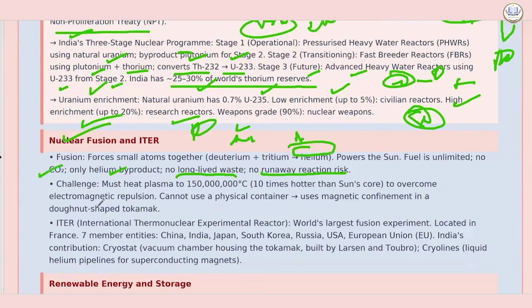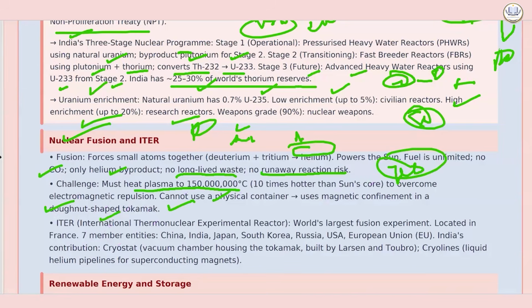But the challenge is that we must heat the plasma to this much temperature, which is 10 times hotter than the sun's core, to overcome electromagnetic repulsion. We cannot use a physical container, so it uses magnetic confinement in a donut-shaped tokamak. That is why you will see the word tokamak.